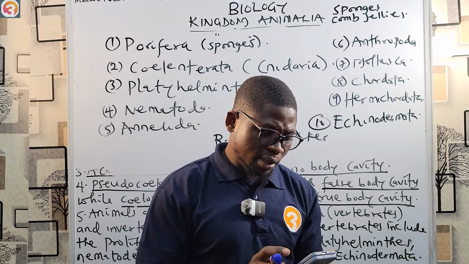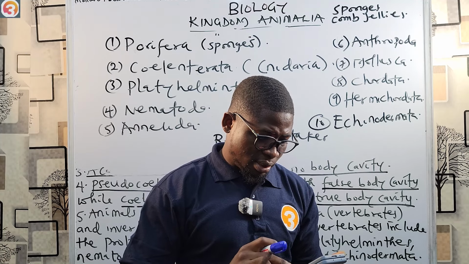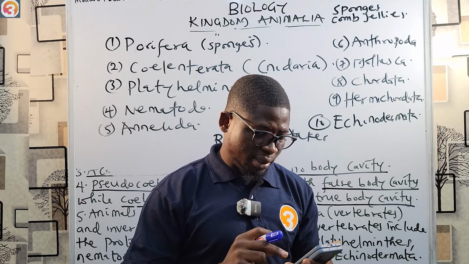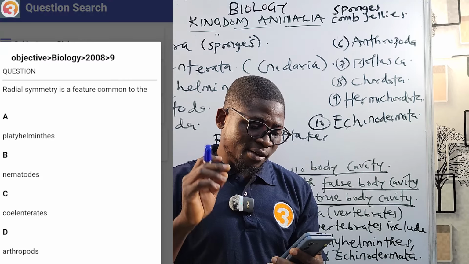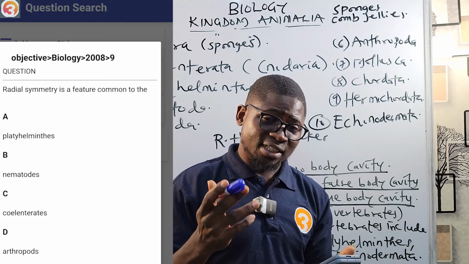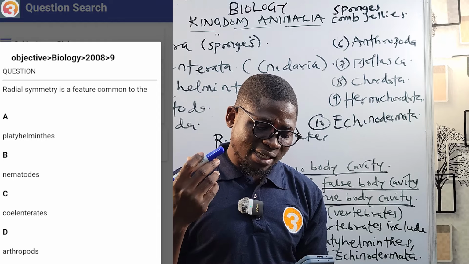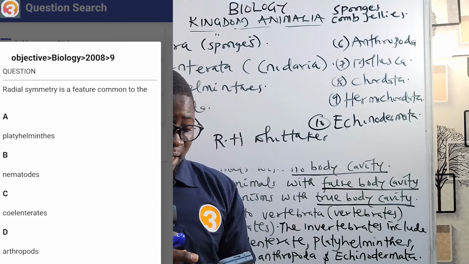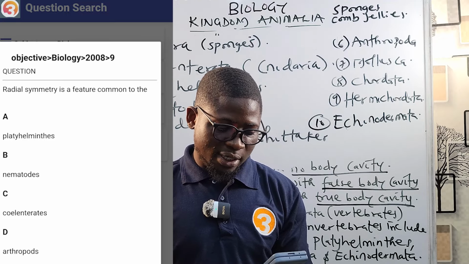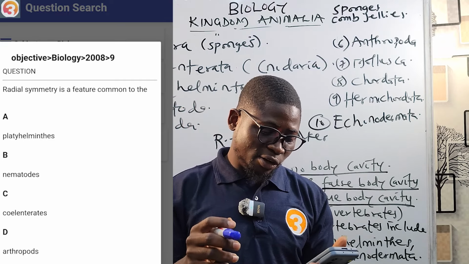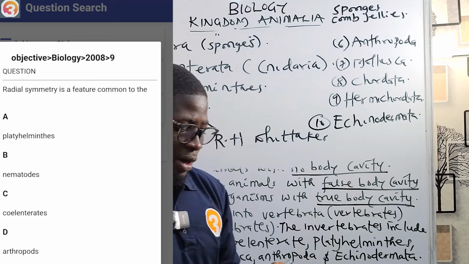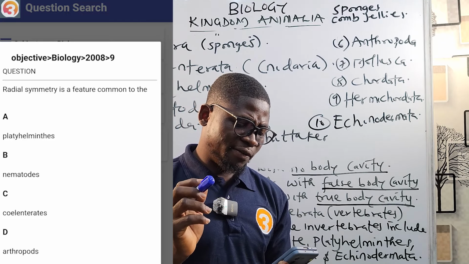Now, let's see another question, 2008 question 9. They say radial symmetry is a feature common to: A, platyhelminthes, B, nematodes, C, coelenterates, D, arthropods. You should know what radial symmetry is, where the body can be cut in any plane or in any direction. And the right answer there is option C, the coelenterates. Radial symmetry is a basic body plan in which the organism can be divided into similar parts by passing a plane at any angle along the central axis, and it is exhibited by coelenterates.